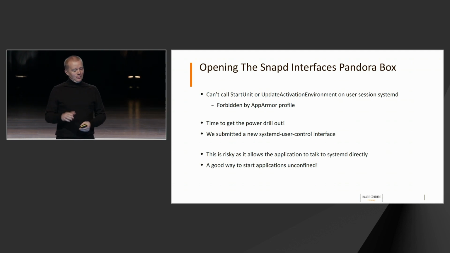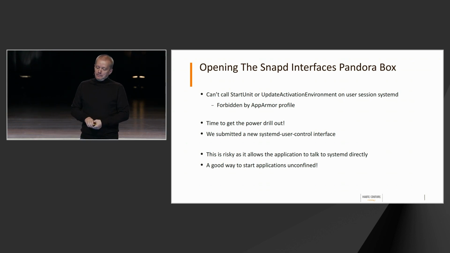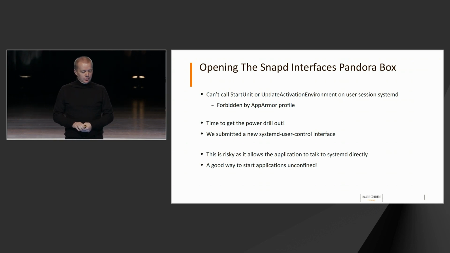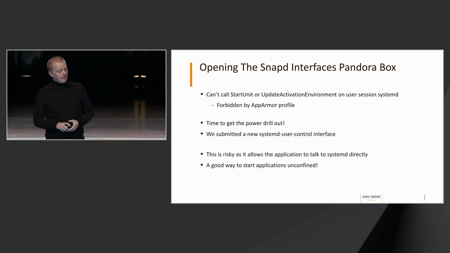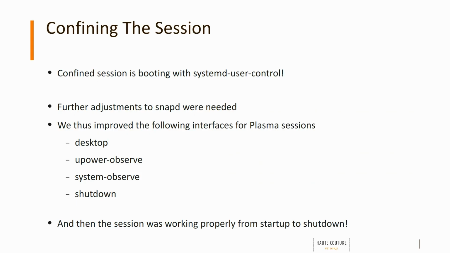So that's basically what we did. We submitted a new systemd-user-control interface, which is admittedly risky because anyone who gets that can talk to systemd directly and start whatever service is in the system, and that could be unconfined. But through that step, we managed to actually get an AppArmor profile, which allowed us to actually start things. But the fact that there's a risk ingrained into that interface means that that particular patch didn't land yet. That will be something which will land at some point, and that's still in discussion due to this. But with that little trick we're playing here, we get the confined session.